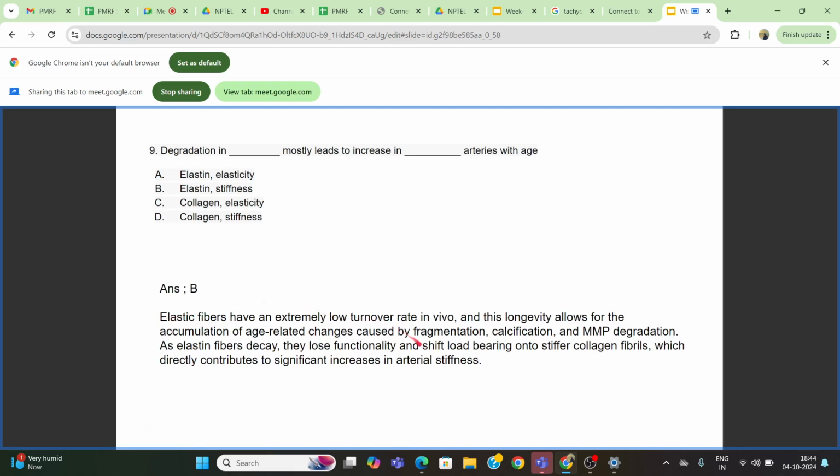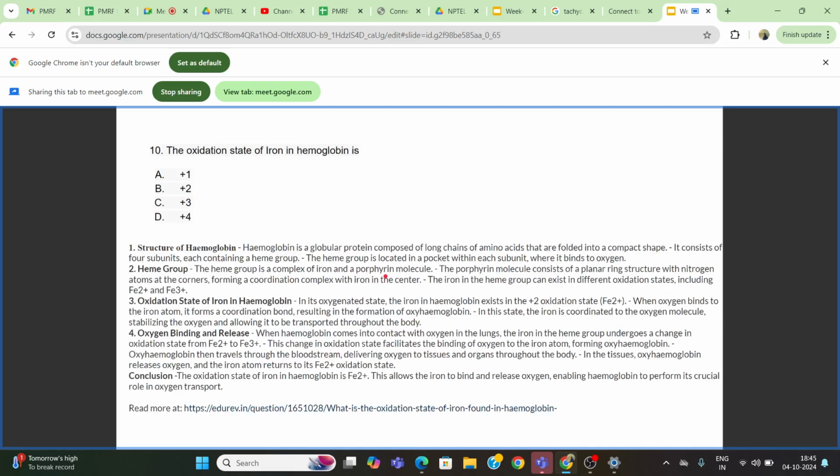So elastic fibers have an extremely low turnover rate in vivo, and this longevity allows for the accumulation of age-related changes caused by fragmentation, calcification, and MMP degradation. As elastic fibers decay, they lose functionality and shift load bearing onto stiffer collagen fibers, which directly contributes to a significant increase in arterial stiffness.